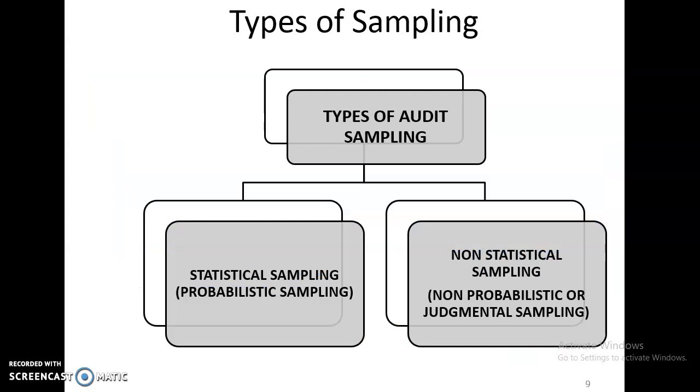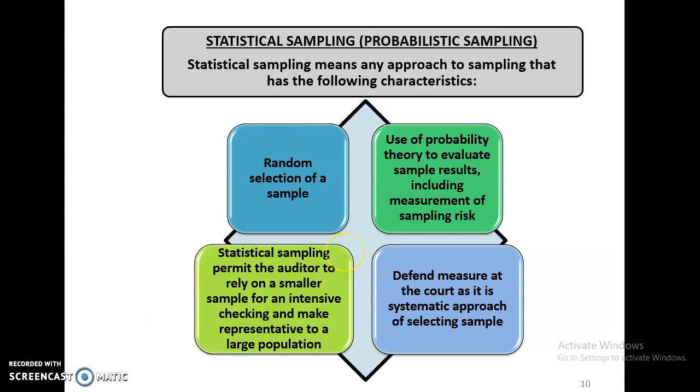Types of sampling: there are two types of sampling. Okay, as I mentioned just now, statistical and non-statistical. Okay, let us look at statistical sampling. Basically, it means an approach to sampling that has the following characteristics. We will select the sample randomly. We can rely on some smaller size. We use probability theory, and such a method can be used as a defense measure in the court.